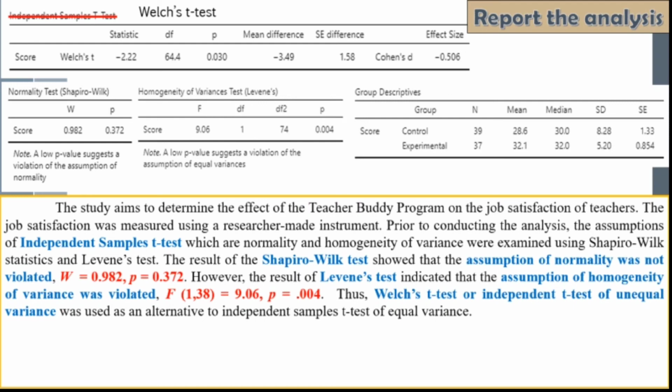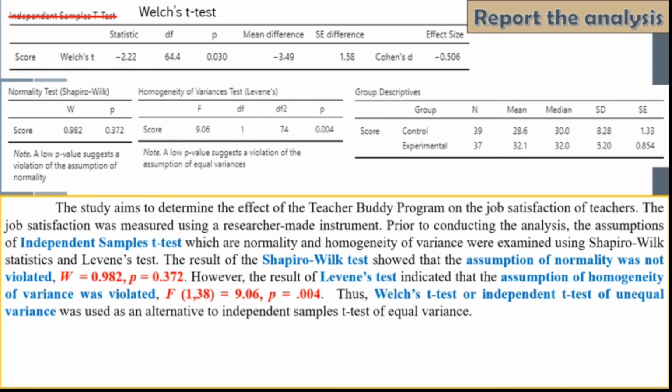The study aims to determine the effect of the teacher body program on the job satisfaction of teachers. The job satisfaction was measured using a researcher-made instrument. Prior to conducting the analysis, the assumptions of independent samples t-test, which are normality and homogeneity of variance, were examined using Shapiro-Wilk statistics and Levene's test.